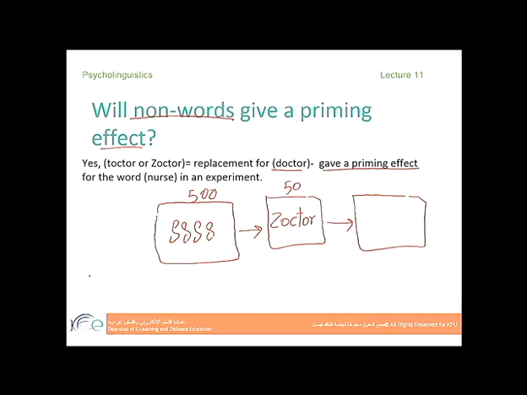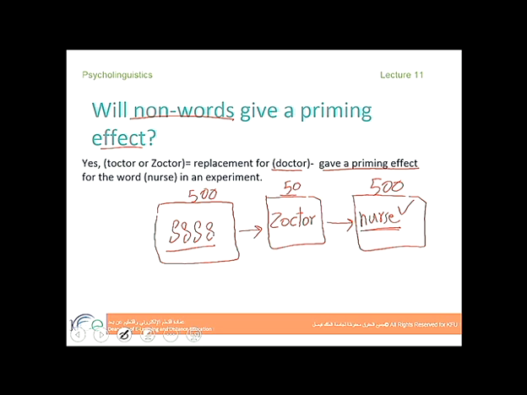All right, so we show nurse, for example. So we know that doctor will prime nurse, so people will respond faster to nurse if it's preceded by doctor. But what if I show the word doctor, which is not a word, for 50 milliseconds, and then I show this for 500 milliseconds? So first of all, I show the mask, 500 milliseconds, okay, not a word. Then doctor for 50 milliseconds, no one will notice it. And then very quickly, we'll have the word nurse.